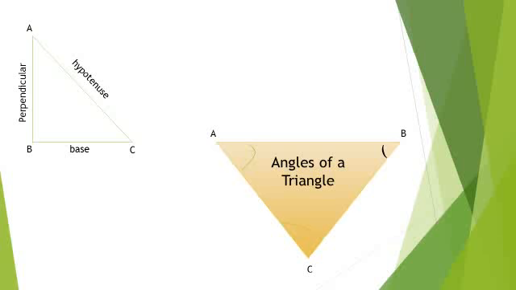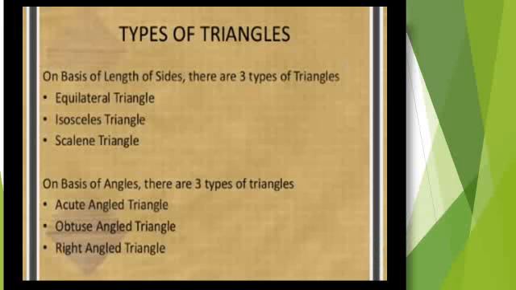Triangles are also classified on the basis of angles. We will discuss all these types. Different types of triangles on the basis of length of sides and angles are described here. But first of all, we will discuss the triangles which are based on the length of sides. These triangles are named as equilateral triangle, isosceles triangle and scalene triangle.